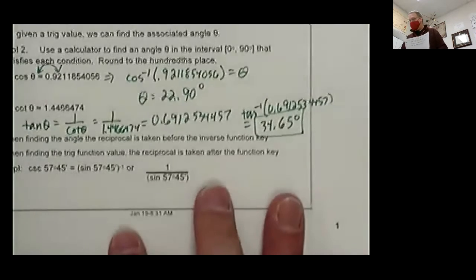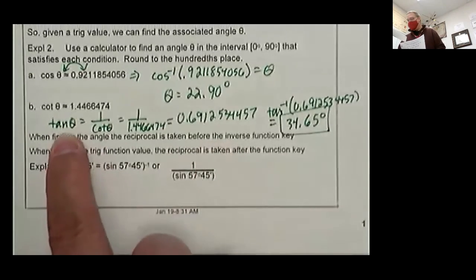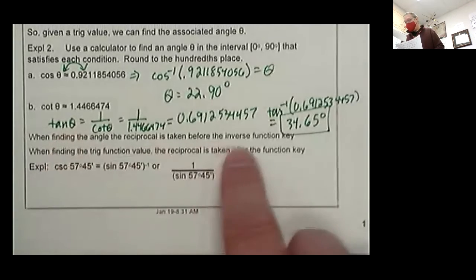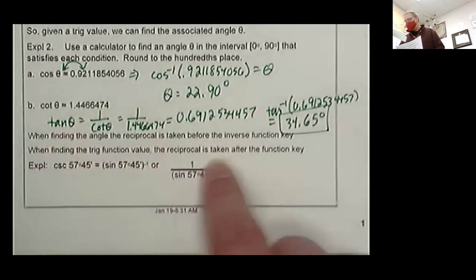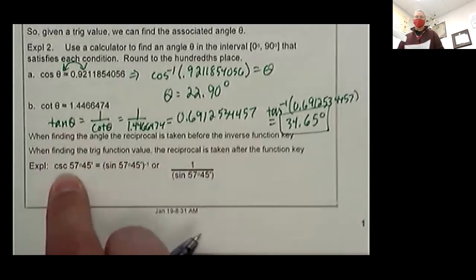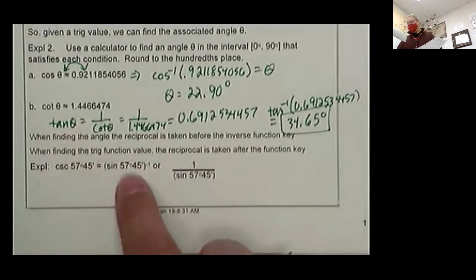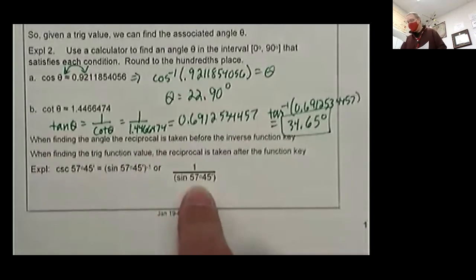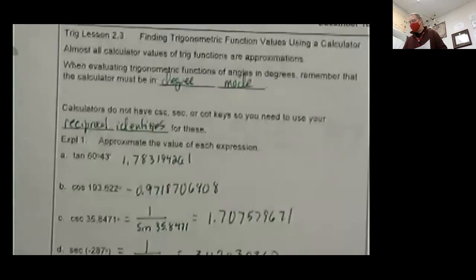Remember, when finding the angle, the reciprocal is taken before the inverse key. So for finding the angle, like we did on B, the reciprocal is taken before the inverse function key. When finding the trig function value, the reciprocal is taken after the function key. For example, if we're finding cosecant of the angle, that's 1 over sine, versus if we're going the other direction. So pay attention to that.